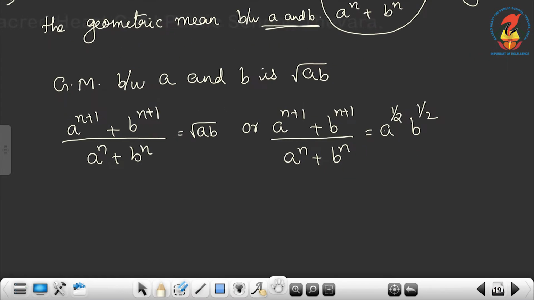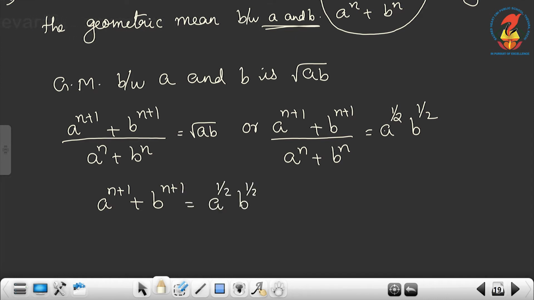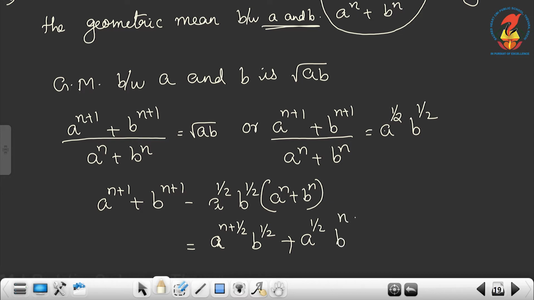Now cross multiply. So a raised to n plus 1 plus b raised to n plus 1 is equal to a raised to half b raised to half into (a raised to n plus b raised to n). So a raised to half into a raised to n is a raised to n plus half, by the exponent rule, adding the powers, into b raised to half, plus a raised to half, b raised to half into b raised to n is b raised to n plus half.